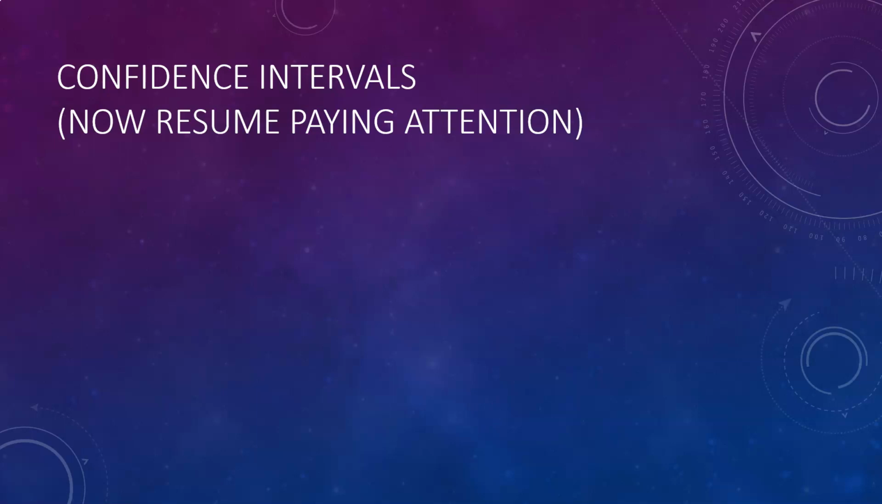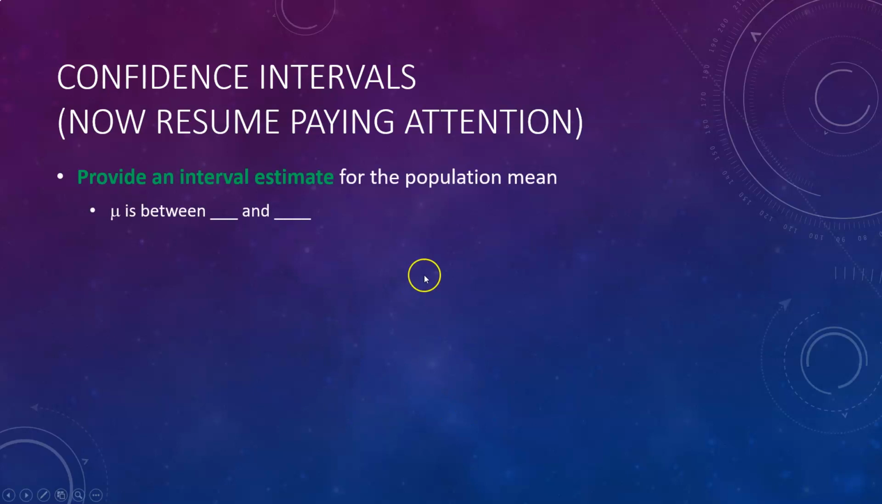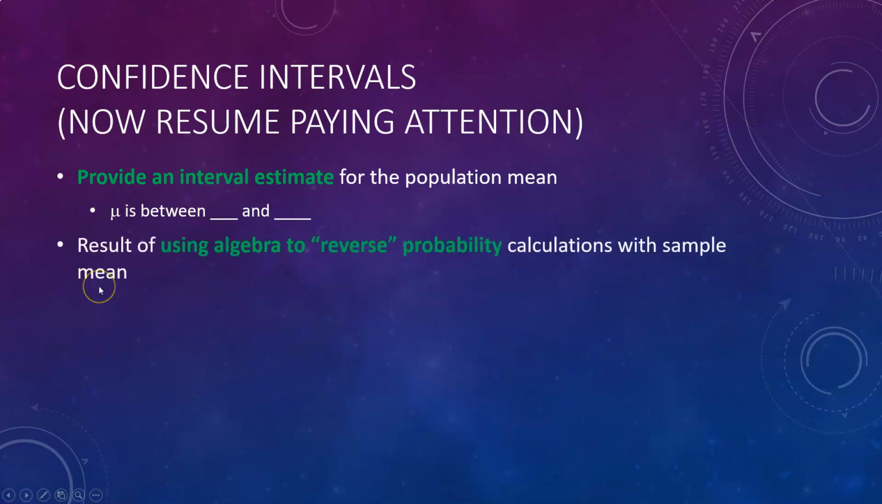Now, if you've been kind of zoning out, I don't blame you, because I have too. But this is the point where you want to resume paying attention. An interval estimate for the population mean is a statement that the mean of a population is between two numbers. That we are going to get that range through reversing the probability using algebra to reverse the probability calculations of a sample mean.